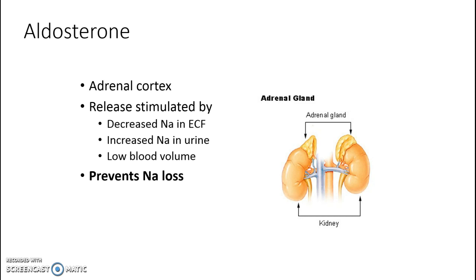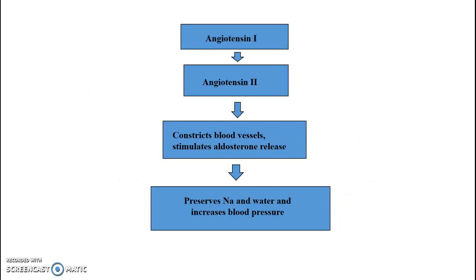So again, think about if you have a low blood volume and you want to increase your volume, one way to do that would prevent sodium loss. If you have less sodium in your extracellular fluid, the aldosterone will say to the kidneys, we need to retain sodium, and with sodium goes water. So that's the aldosterone. I'm going to show you this slide of the angiotensin system.